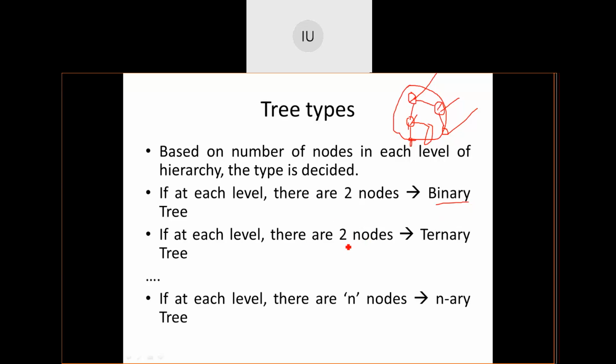If there are, sorry, it is not 2 nodes. If there are 3 nodes at every level, then I call it a ternary tree. Similarly, if there are n nodes at every level, then I call it an n-ary tree. So the type of the tree is decided based on the number of nodes available at each level.